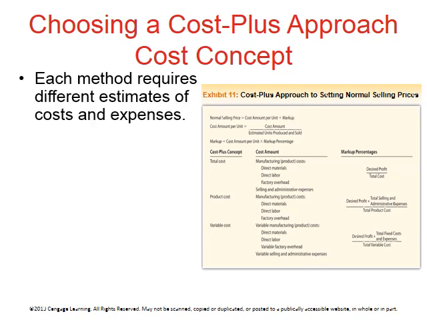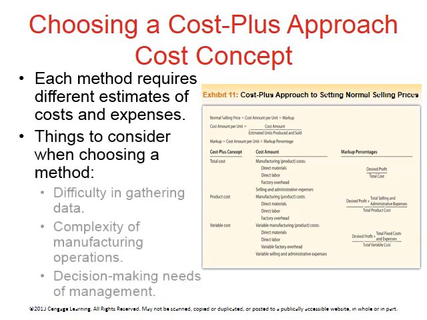So how do you pick what method to use? Well, Exhibit 11 gives us a pretty good look at the three different concepts. Each method gives different estimates. A few things to consider is the difficulty in gathering data. Some costs are easier to calculate in different businesses than another. So you figure out what costs you have at your fingertips to use. And when you figure out what you have to use, then you pick the method.